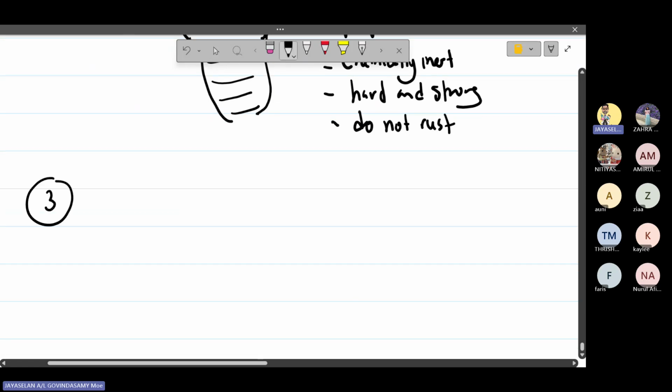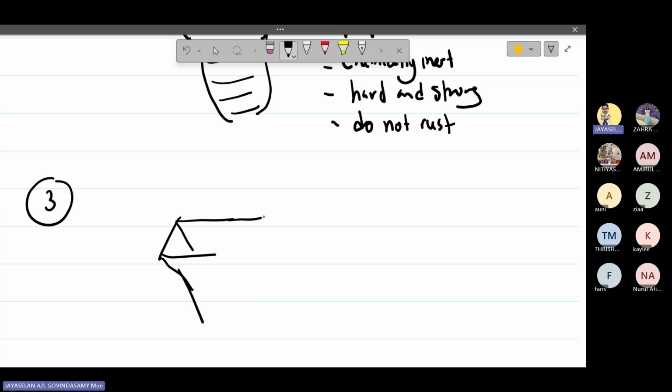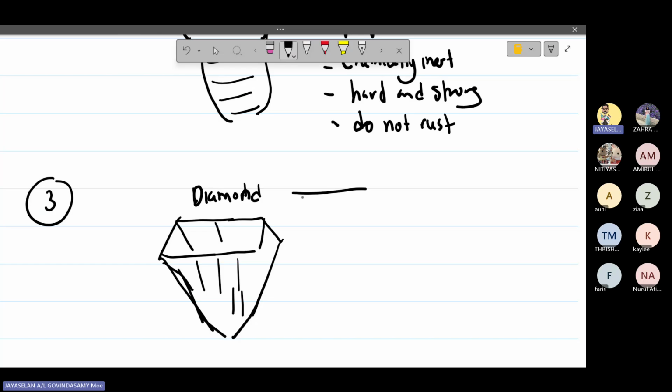Okay, number 3. Draw one diamond. How to draw a diamond? Okay, if you don't know, go to Nitisri's house, she will draw. Okay, this is called what? Diamond. Then draw a knife. Okay, this tool, this ceramic, is used for diamond cutting. Diamond is a very hard stone, you know. And this ceramic can be used to cut the diamond.